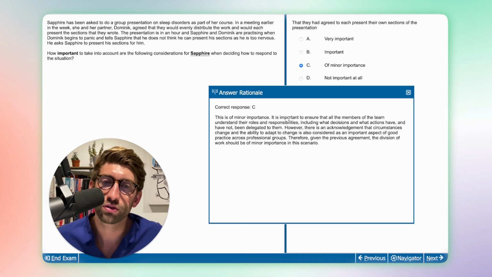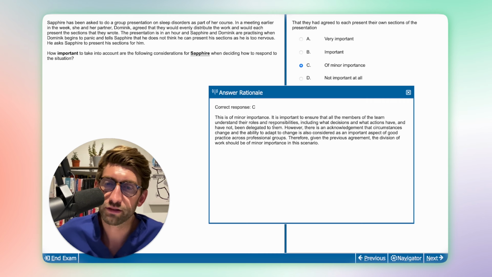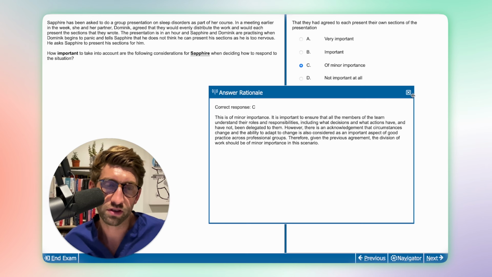It is important to ensure that the members of the team understand their roles and responsibilities, including decisions and what actions have and have not been delegated to them. However, there is an acknowledgement that circumstances change, and the ability to adapt to change is also considered an important aspect of good practice across professional groups. Therefore, given the previous agreement, the division of work should be of minor importance in this scenario.